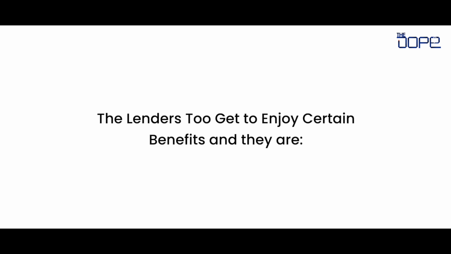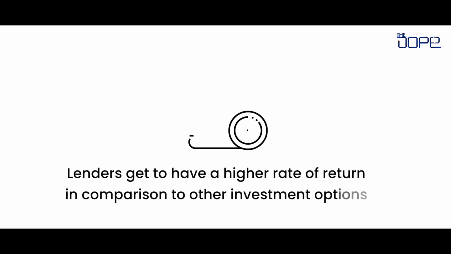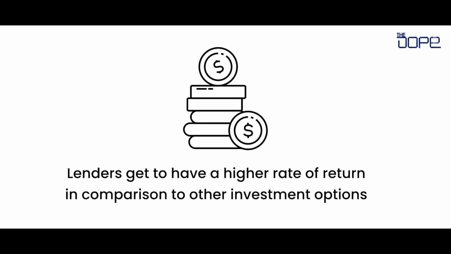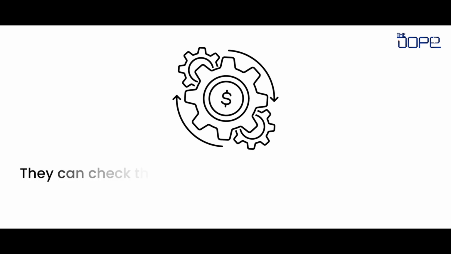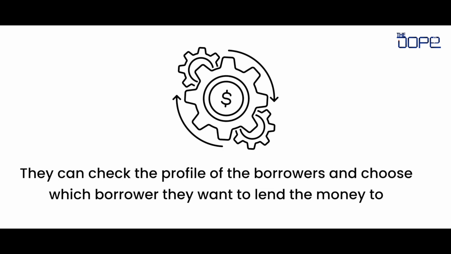Similar to the borrowers, the lenders too get to enjoy certain benefits, and they are: Number 1. Lenders get to have a higher rate of return in comparison to other investment options. Number 2. The lender is the only one who gets to decide the level of risk he wants to take, depending on his capacity to bear. They can check the profile of the borrowers and choose which borrower they want to lend the money to.